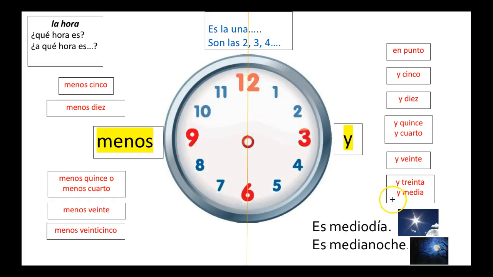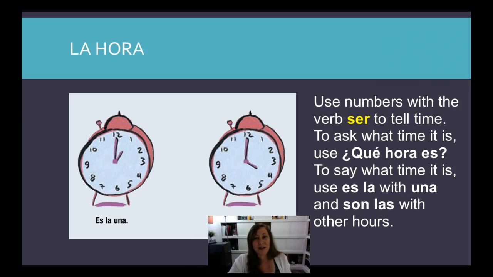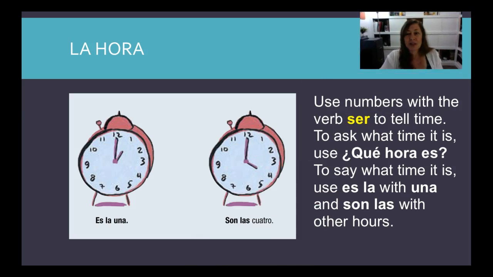Now, if you think about it, where does this come from? And this? Well, look over here. When we say it's 30 minutes past the hour, we say y media or y 30. Y media means half past. So mediodía is literally half day. Medianoche, half night. Noon, midnight. Bien? Espero que sí. Now let's take a look at some slides that are going to show us the whole recap, just in a different way.